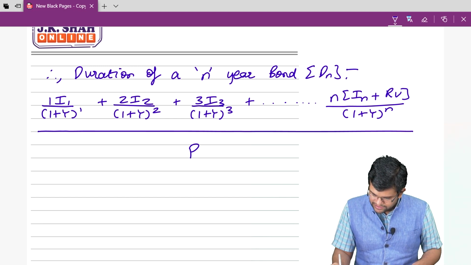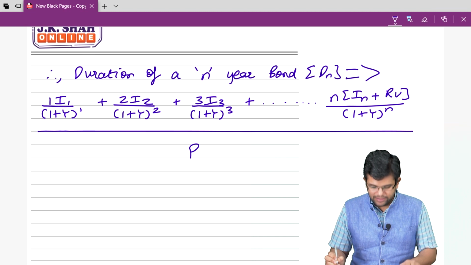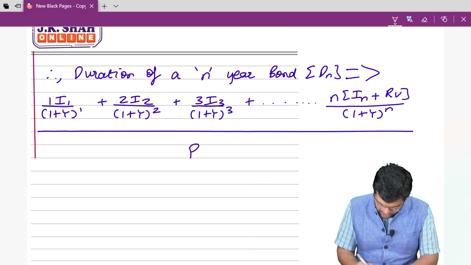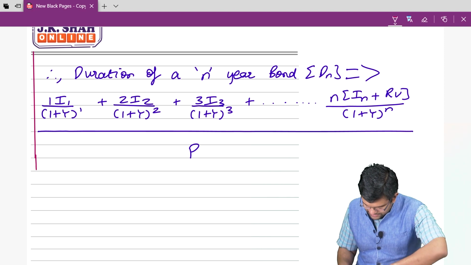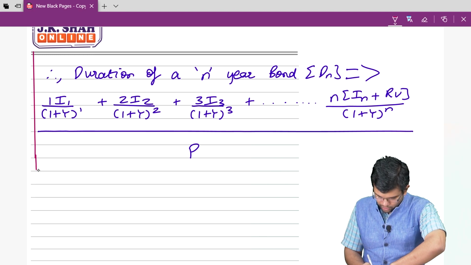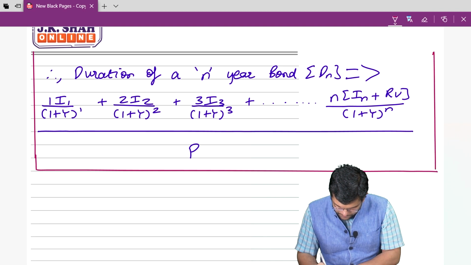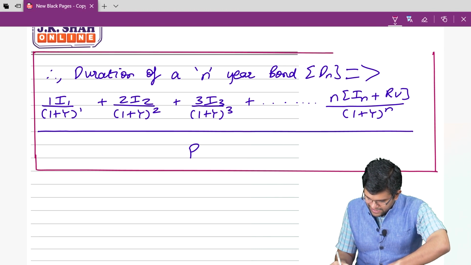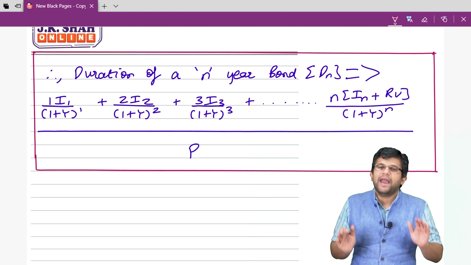So children, this is the formula of the duration of an n-year bond. Everybody clear? I'll put this in a box here, and with that children we end this video here. As of now, why we have done this you will not understand, but as the videos and the concept progress towards bond convexity, you will understand why we are doing what we are doing. So with that we end this video, where I have given you an equation for the duration of an n-year bond.